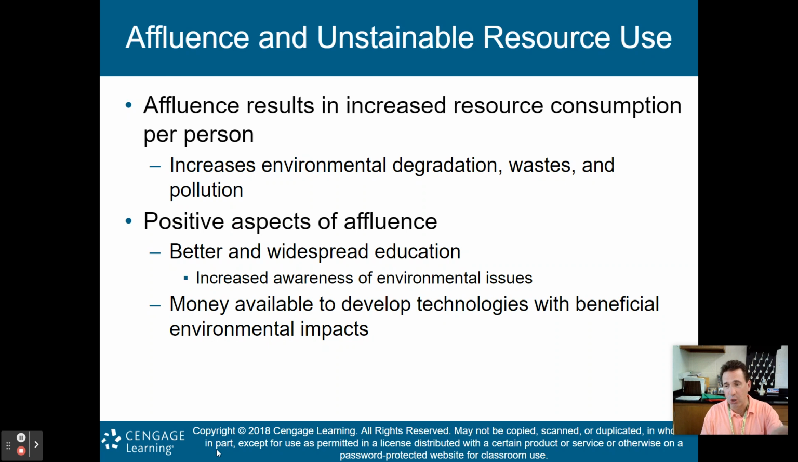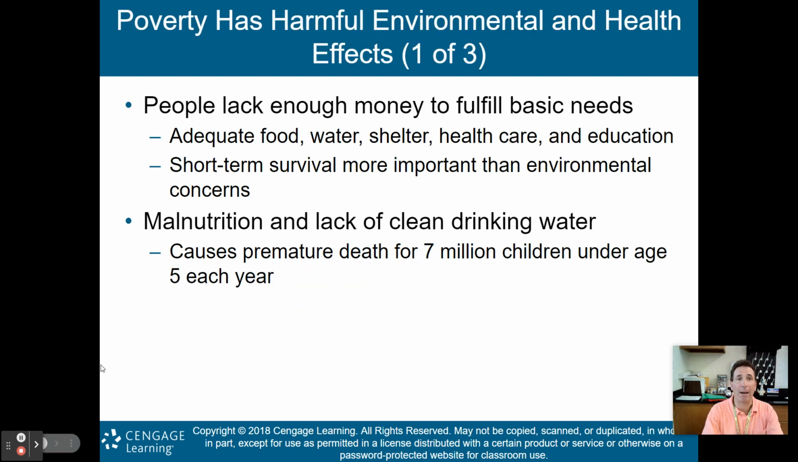But again, we need to use those positive aspects a little bit more in our well-developed countries, like here in the United States, to hopefully get these issues out there to the general public.